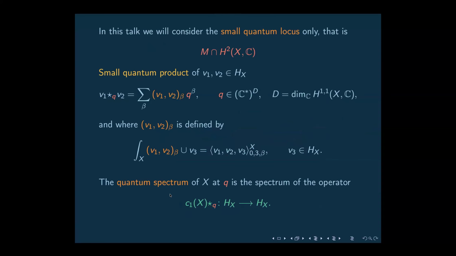All right. So, what is the quantum spectrum of X at the point Q? It is just the spectrum, as a multiset, that is, I will keep track of elements with multiplicities, of the operator of small quantum multiplication by the first Chern class of X.